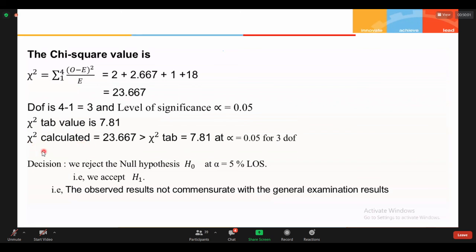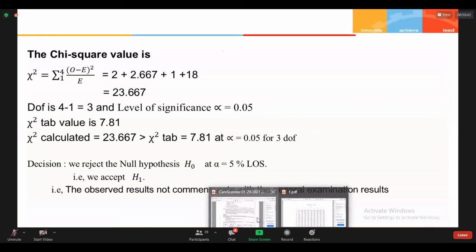Here in this problem, chi-square calculated is greater than chi-square tabular value at the 5% level of significance for 3 degrees of freedom. If this condition is satisfied, we reject the null hypothesis. So the decision is we reject the null hypothesis, that is, we accept H1. That is, there is a difference between observed and expected frequencies.